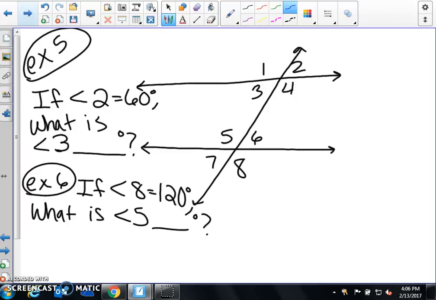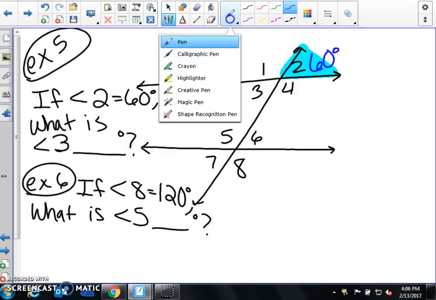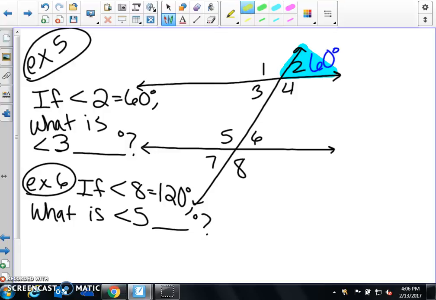So angle 2, all I'm going to do is go ahead and find angle 2. Angle 2 is right here. Okay? So they want me to figure out, if angle 2 is 60 degrees, and I'm just going to go ahead and actually write it in there too, what is angle 3? Angle 3 is right here. So I have to look at angle 2 and angle 3. Those are vertical angles. We know vertical angles are congruent, which just means they're equal to each other. So if angle 2 is 60, then yep, angle 3 is 60.